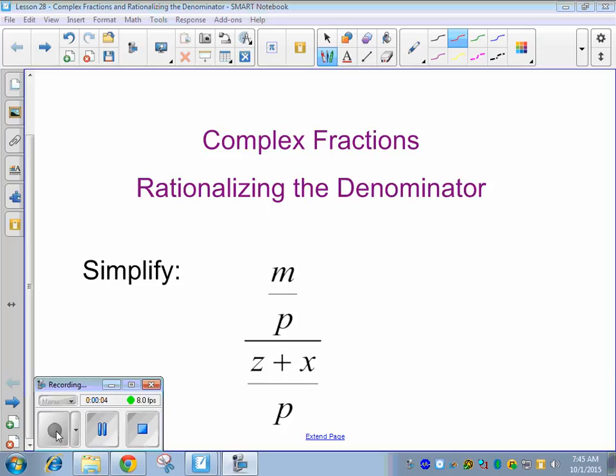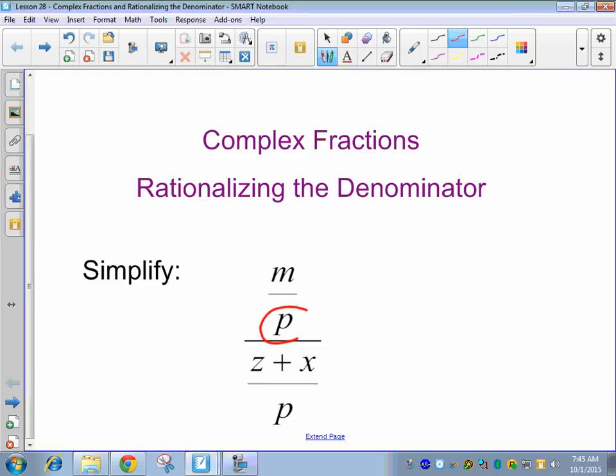Complex fractions are just fractions within fractions with variables. And then we're also going to rationalize the denominator today. So what you want to do when we have complex fractions is really just look at each denominator. These have the same denominator. You can actually copy, dot, flip like old school, but I'm going to teach you an easier way that's going to work every time, that's going to make your life better.